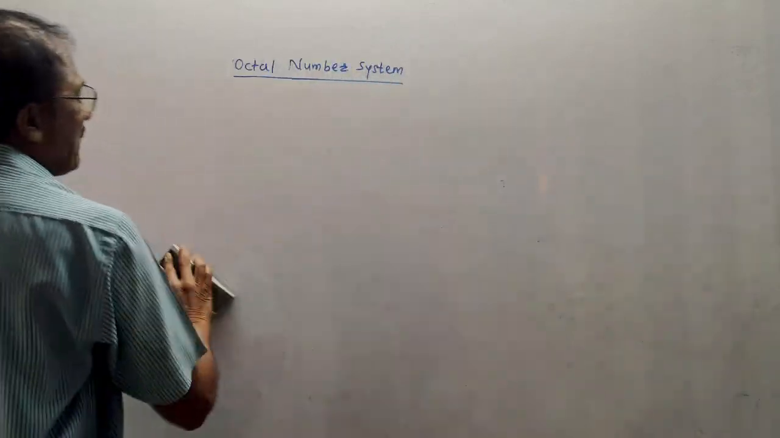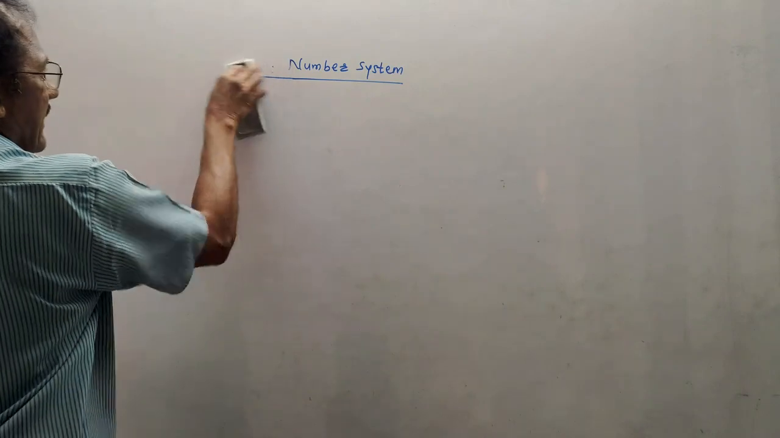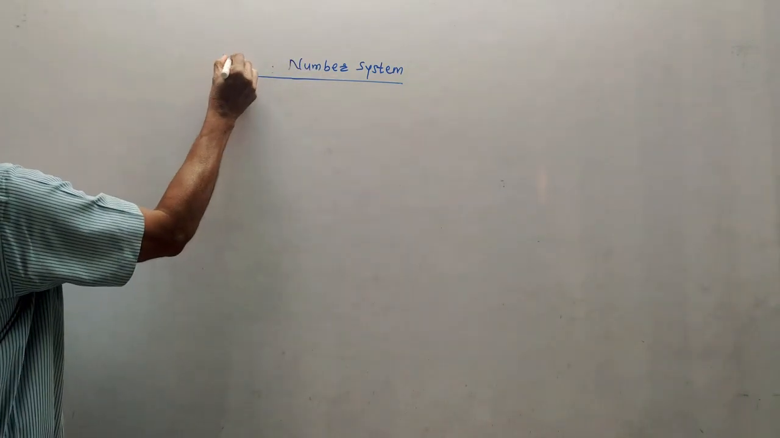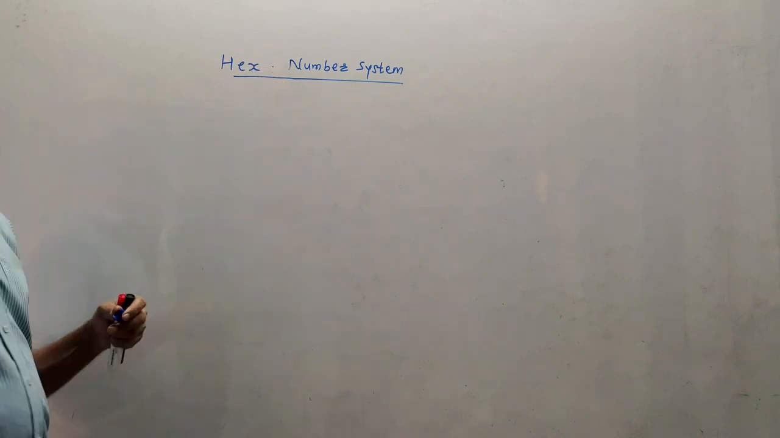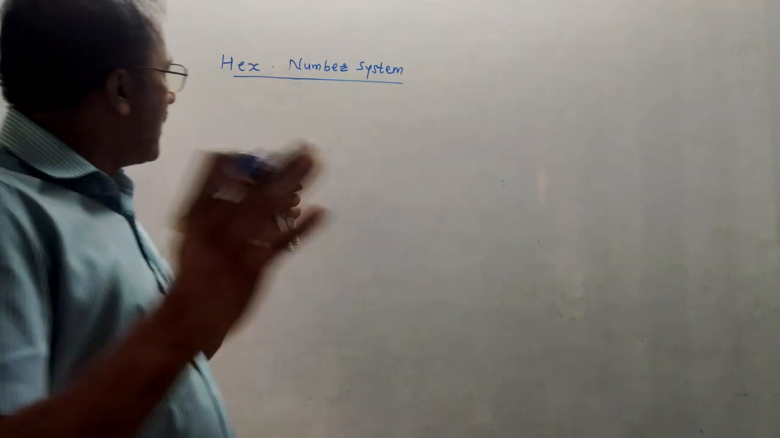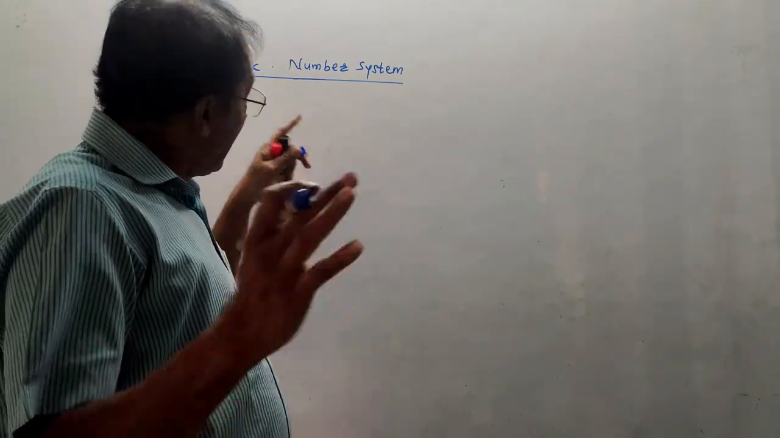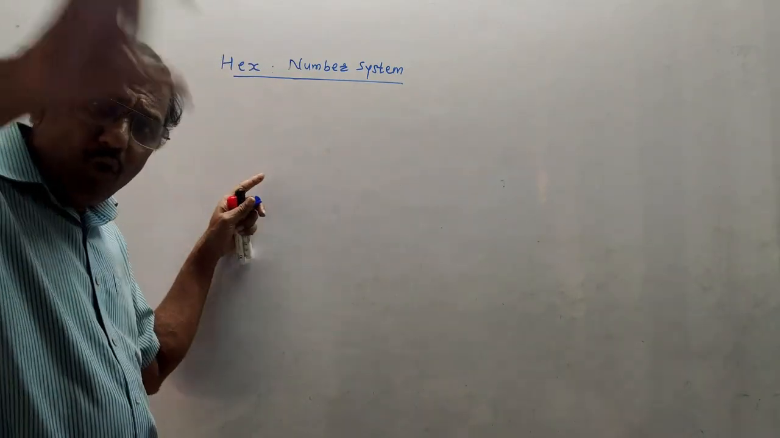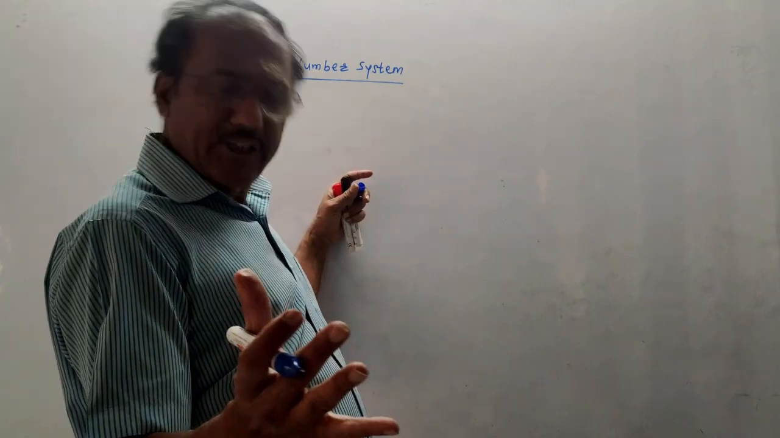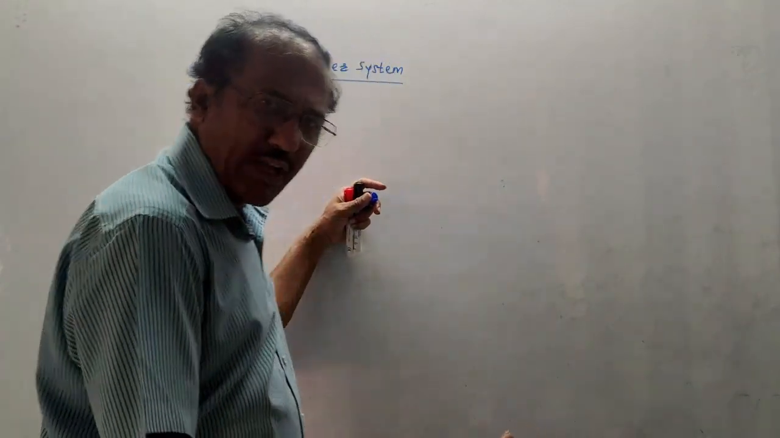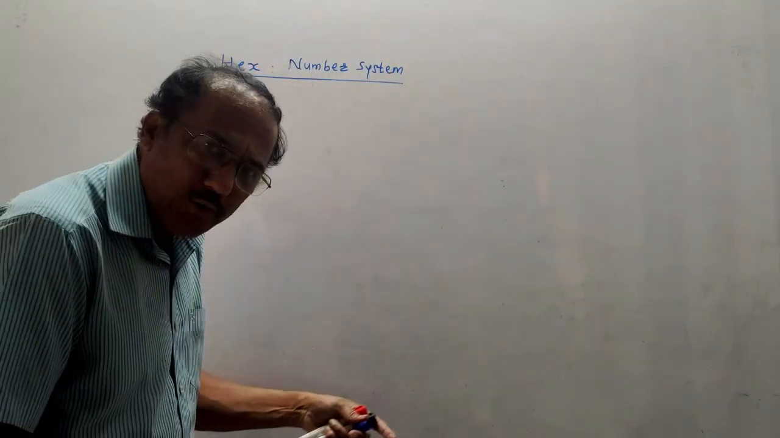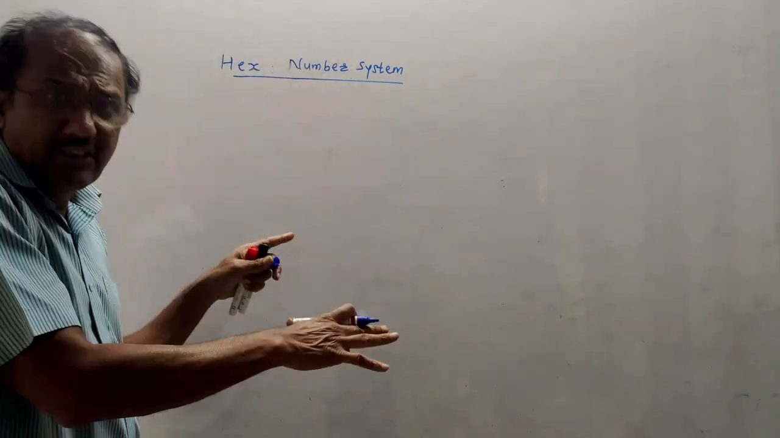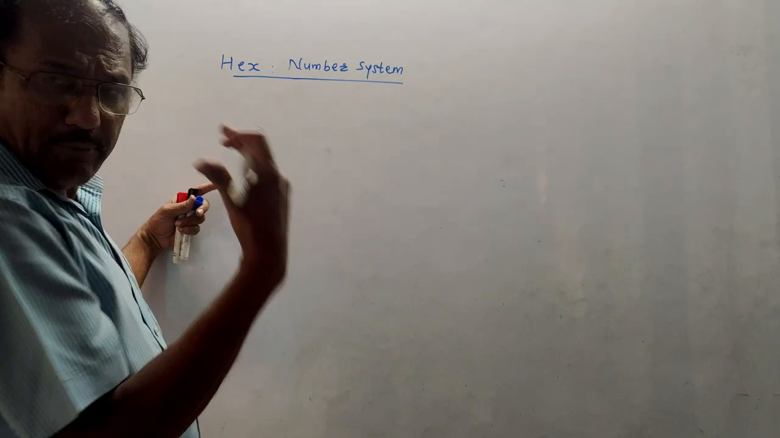Now the last type of number system is the hexadecimal number system. It is simply known as the hex number system or hexadecimal number system. In this case, the different combinations of 4 bits of the binary system are used. So this is also known as the abbreviated form of the binary system. There are a total of 16 symbols used to represent the system.